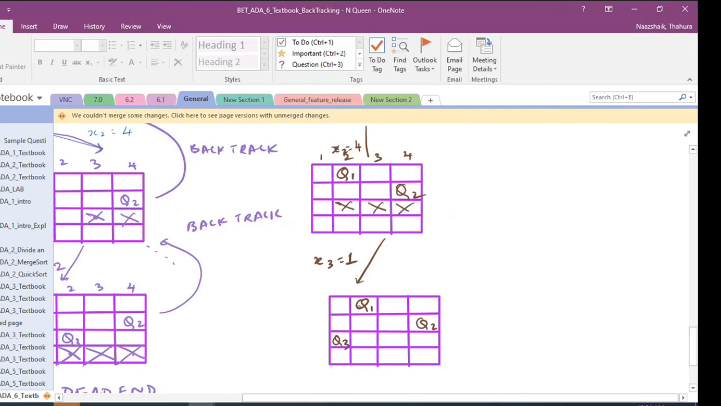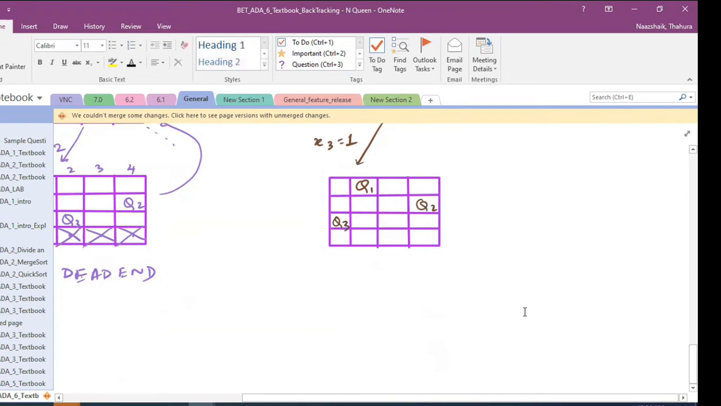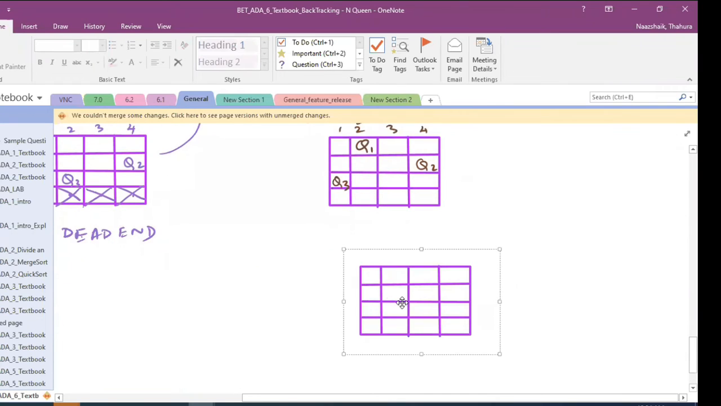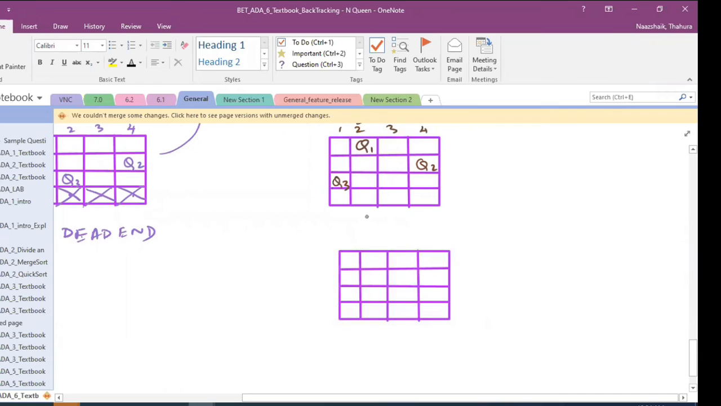So it's clear for you, right? This is the only choice. So now we have to explore this only. So let's explore for the fourth queen. Right? So I'm going to explore for x4. So here, not possible. Here, not possible. Here. Is this okay? Yes, ma'am. Right? This is okay, right?